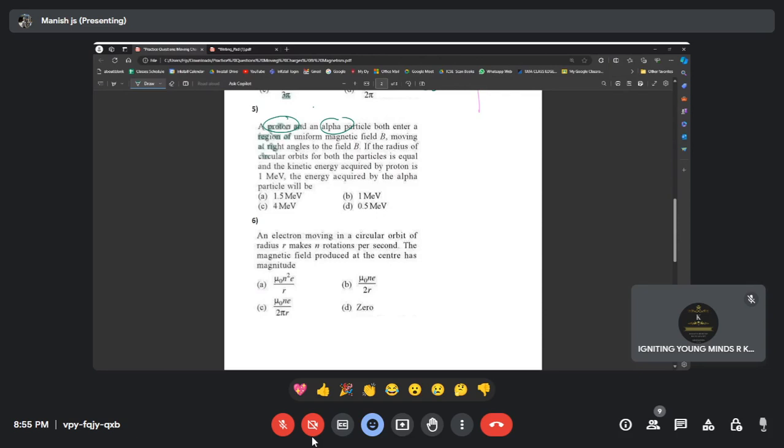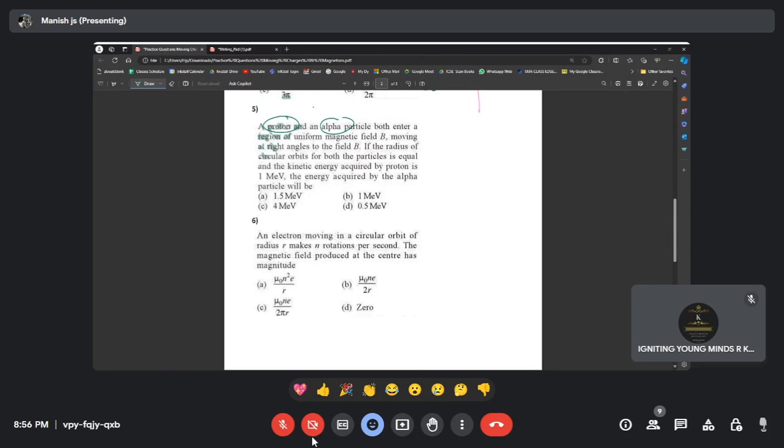So if the radius of the circular orbits for both the particles is equal, and the kinetic energy acquired by the alpha particle is 1 mega electron volt. When we say mega electron volt, generally the energies for atoms we express in terms of electron volts. When you say mega, it is quite big, so the magnitude is quite huge. That's it, children. So they are asking you the energy acquired by the alpha particle. What will be the corresponding energy acquired by it?